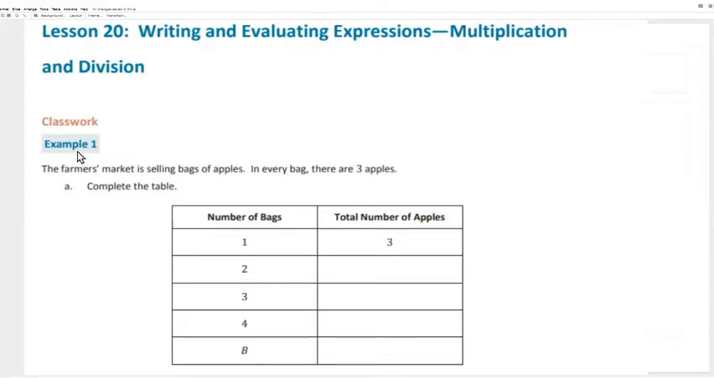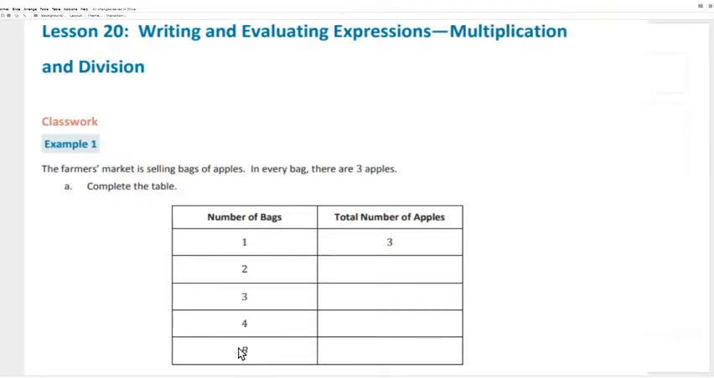to us. So if we look at example 1, the farmer's market is selling bags of apples. In every bag there are 3 apples. Complete the table. So they give us the first part: in one bag there are 3 apples, because it says every bag there's 3 apples. Then it says that there's 2 bags. You want to know how many apples, 3 bags, 4 bags.